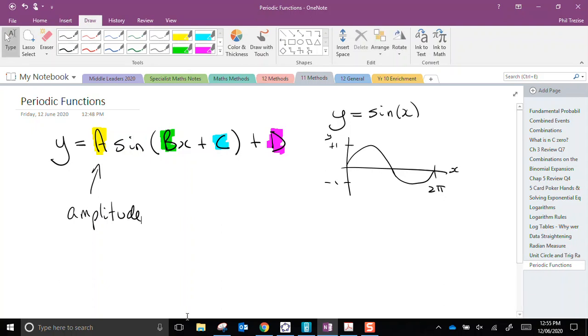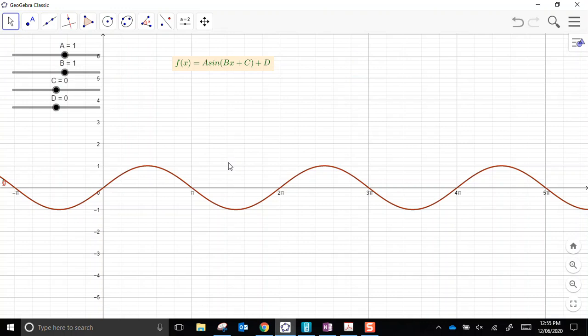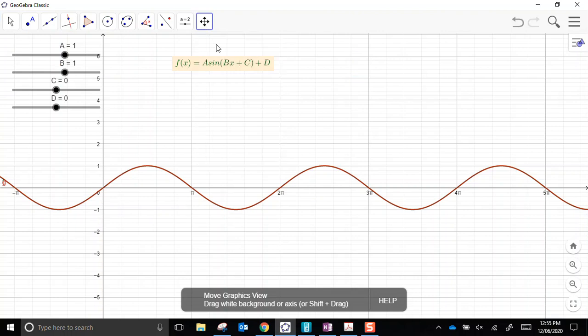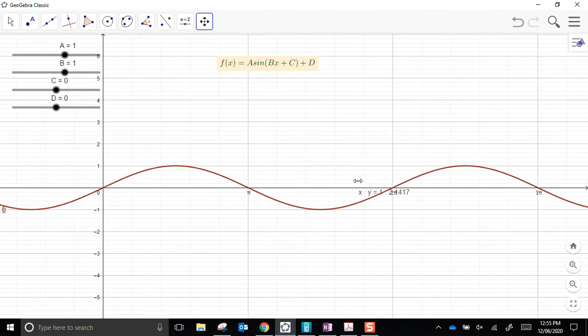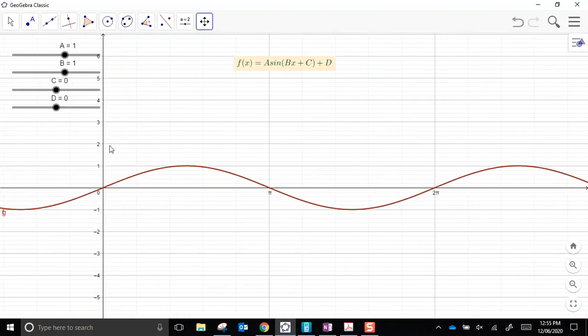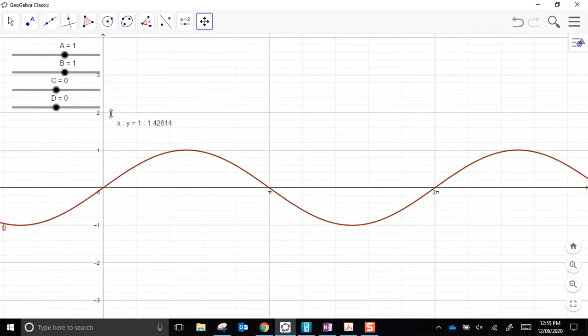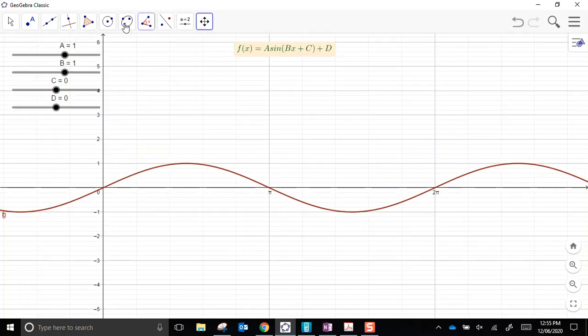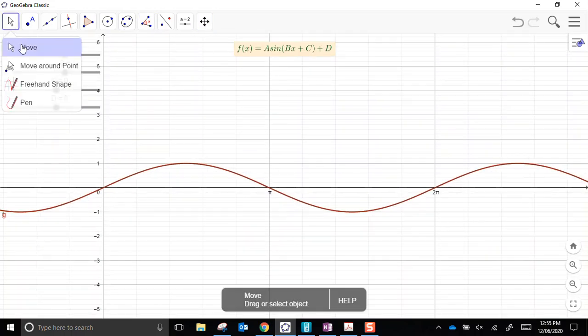Let's have a quick look at what amplitude does. So I have a GeoGebra worksheet here. Now I've got my base function drawn, 0 to 2 pi. I might stretch that out slightly so it's a little bit easier there. Now let's change the amplitude.